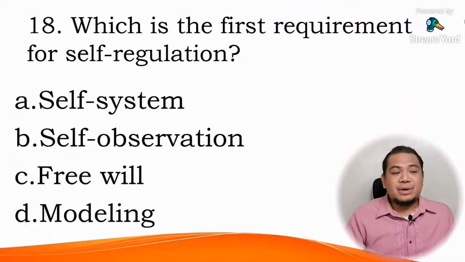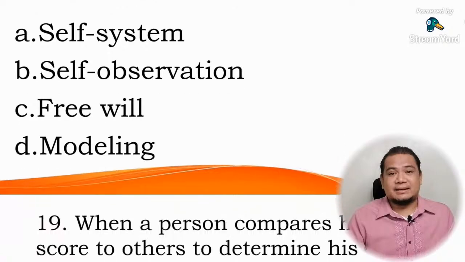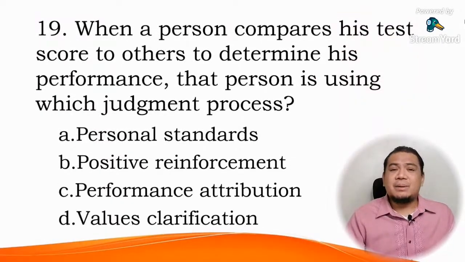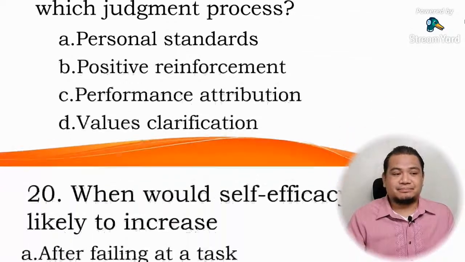Number 18. Which is the first requirement for self-regulation? Is it A, self-system, B, self-observation, C, free will, or D, modeling? Number 19. When a person compares his test scores to others to determine his performance, that person is using which judgment process? Is it A, personal standard, B, positive reinforcement, C, performance attribution, or D, values classification?